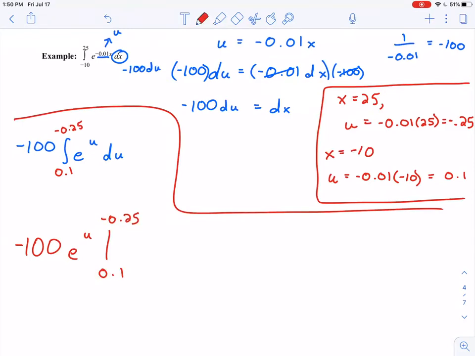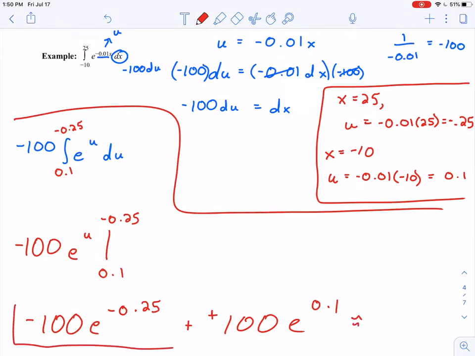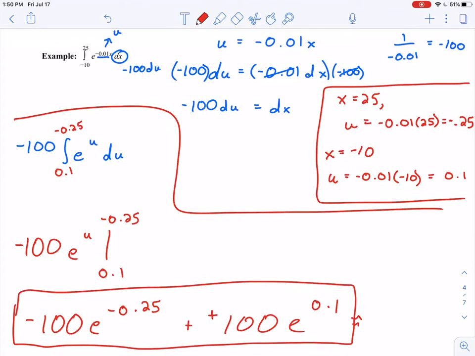And then I need to just plug these values in. So I should have negative 100 e to the negative 0.25 minus negative 100 e to the 0.1 power. Minus negative, of course, is plus a positive, and then you could get a decimal approximation there if you'd like, but that is our solution.